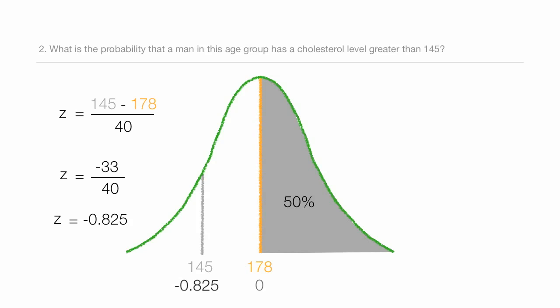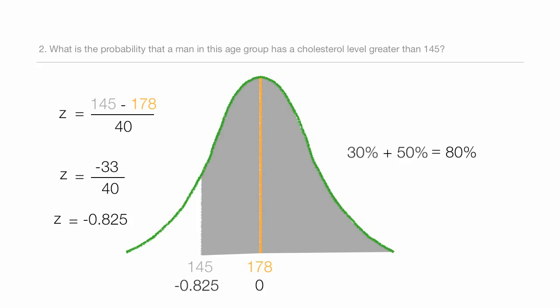Remember, the z-score of 178 at the mean is 0. 0.825 equates to, in the back of a stats book, 29.67, or about 30%. Now I take 30% plus 50%, which is equal to 80%. So there's an 80% chance, or we can say the probability is 0.80, and that's the answer.